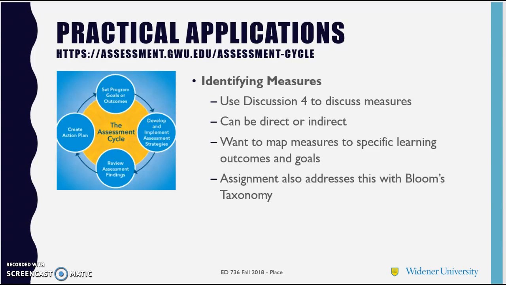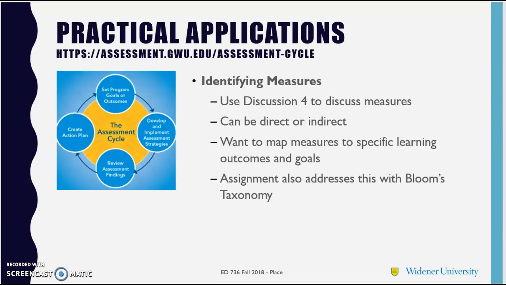So the second part, identifying measures, we will also be talking about this week in discussion 4. We've already talked about summative and formative assessment, and we've also talked about direct and indirect measures. So we'll talk about this week how to map those to your learning outcomes. And you want to make sure that they are mapped to specific goals. We will also, in the assignment, be talking about Bloom's taxonomy, and so I'll present that here.